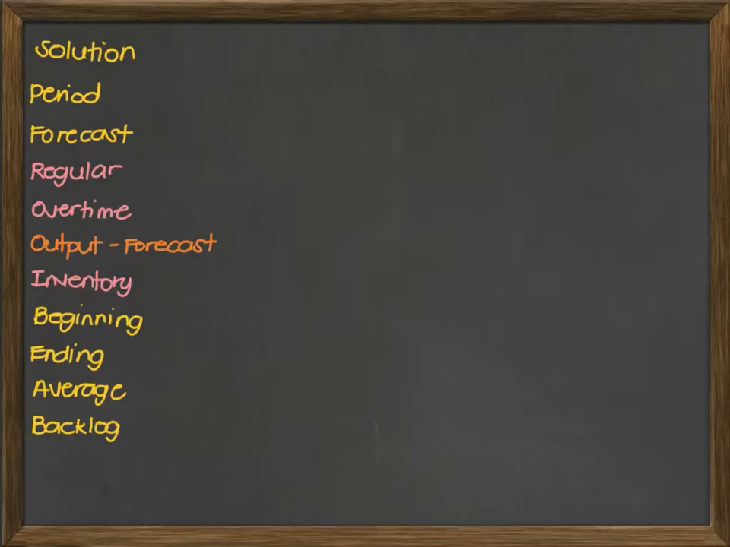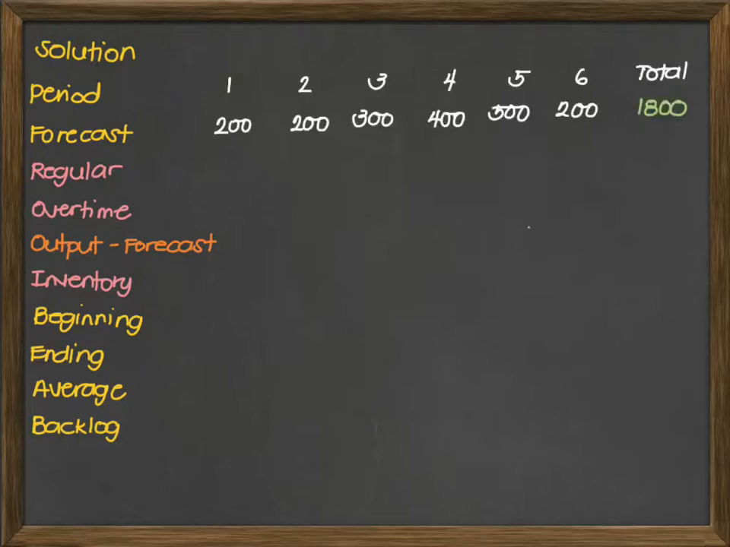So, kasi clearly, yung ating regular output will be insufficient to cover your total forecast. So, we have your given. So, 1,800 pa rin naman siya. However, yung regular natin will be steady at 280 units na lang for each period. So, ayan sila. And yung ating total is 1,680 units na lang.